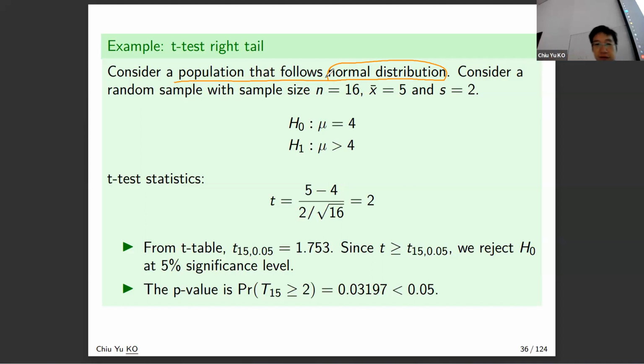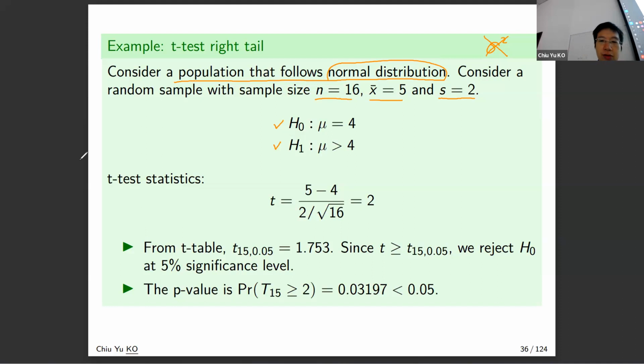So the question would be the following. With data of sample size n is 16, x bar is 5, s is 2. So now we don't have sigma. Remember, we knew it before. If we know it, then it's simple. So the question we have is: the null is mu is 4, and the alternative is mu is bigger than 4.